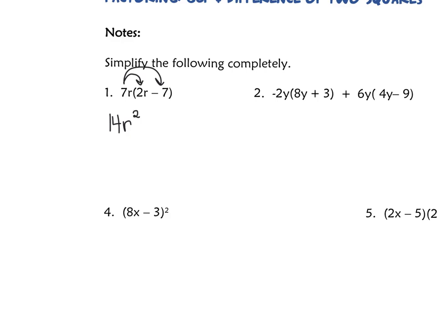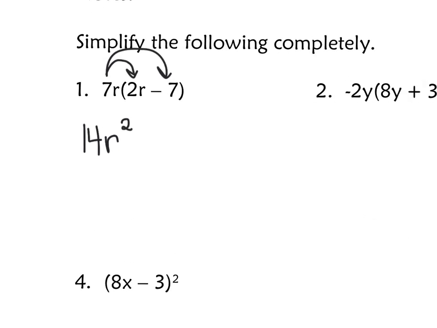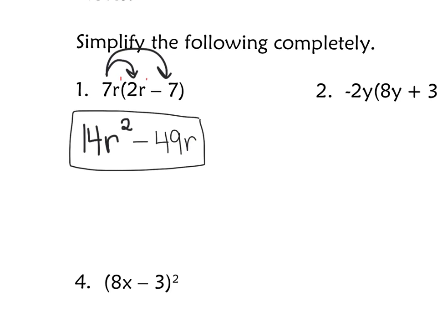Remember, when you're multiplying variables, they don't have to be like terms. You would add the exponents. So there are those little invisible ones on the r's. Okay, and then 7r times 7 is going to be minus 49r. And that is simplified. That's as much as I can simplify this expression.